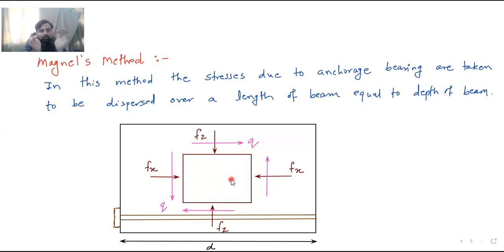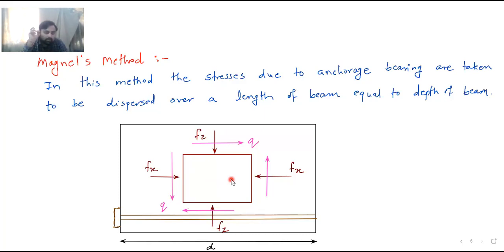If we take out that rectangular elementary strip separately from this end block, and if I try to analyze this, then Magnel says that on that elementary strip, the horizontal stresses are acting, as well as vertical stresses, as well as shear stresses. So we have to evaluate all these stresses to know the value of the stresses acting on the end block.